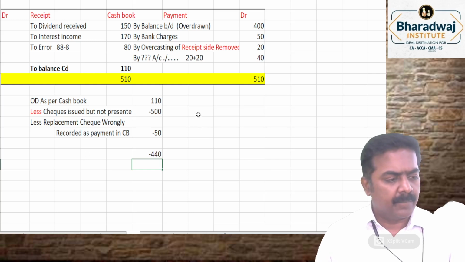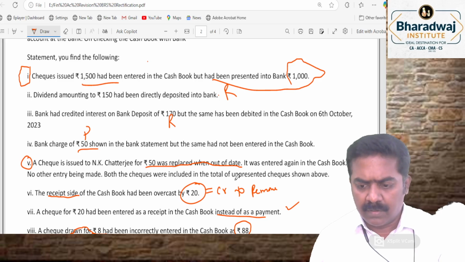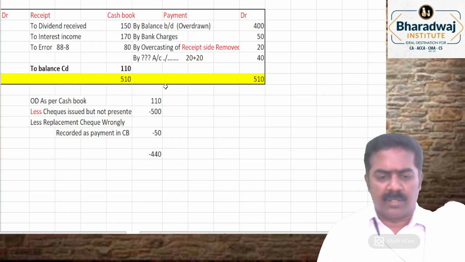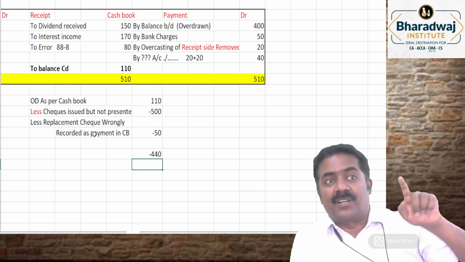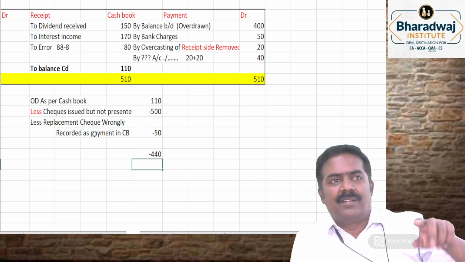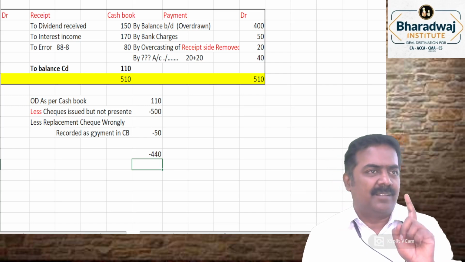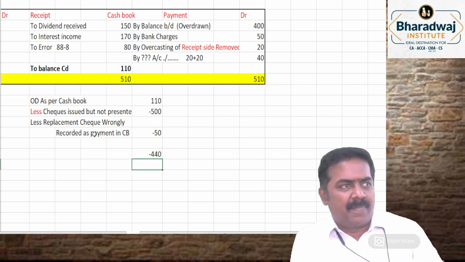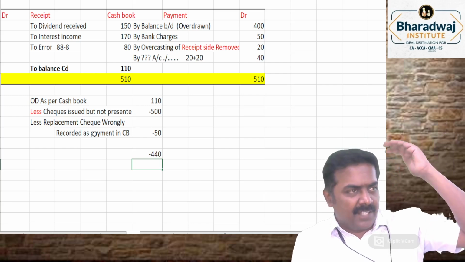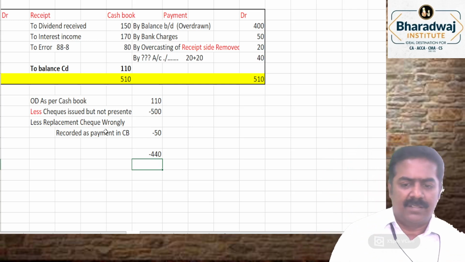Look at this. Both the checks were included in the total of unpresented checks. Okay, but we are not talking about unpresented checks here. We are talking about which one? When you issue the check, how many times should you have recorded it? But we recorded twice. That error is rectified here. An unpresented check already would have been adjusted. We are just here to rectify or remove that particular error.